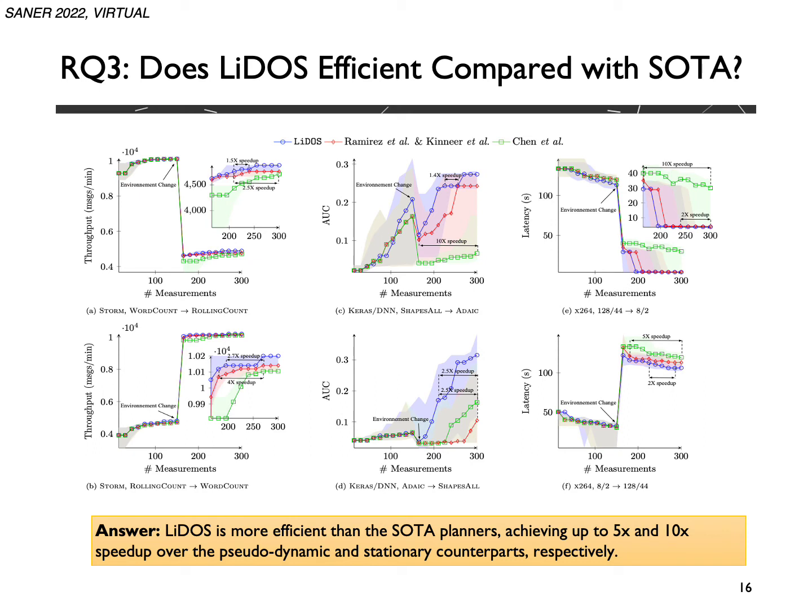And finally, we ask, is Lidos efficient compared with the SOTA? Here we first measure the number of measurements for the SOTA approach to achieve its best performance. Then we do the same for Lidos to see how many measurements it needs in order to reach the same level. And we calculate the ratio between these two measurements as a speedup. As you can see, Lidos is much more efficient than SOTA planners, achieving up to 5 times or even 10 times speedup over the pseudodynamic and the stationary counterparts respectively.